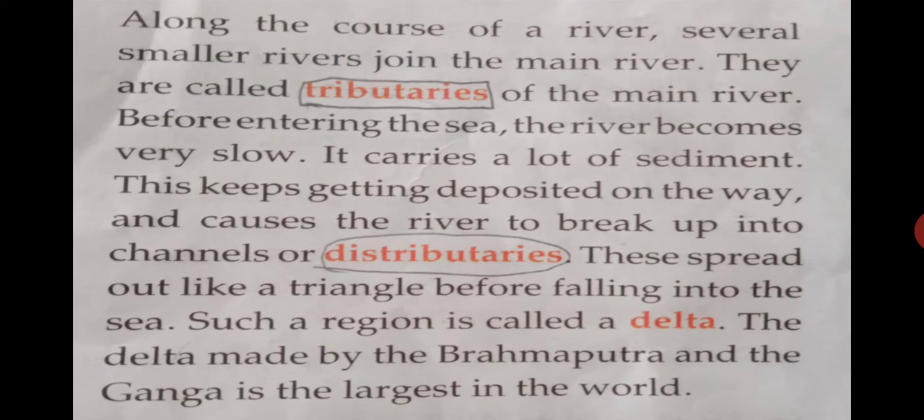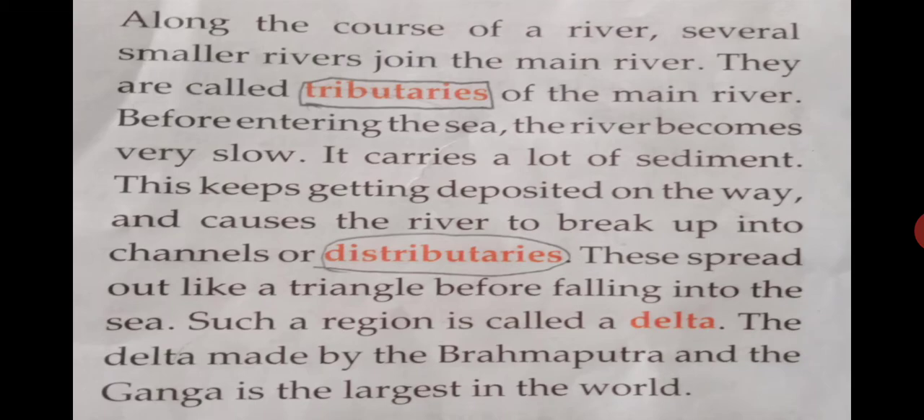Before entering the sea, the river becomes very slow. It carries a lot of sediments, and these sediments keep getting deposited on the way and cause the river to break up into channels or distributaries. A distributary is a division of a river in the form of channels. This water is distributed to the villages so that farmers may use this water for irrigation and for some other purpose.